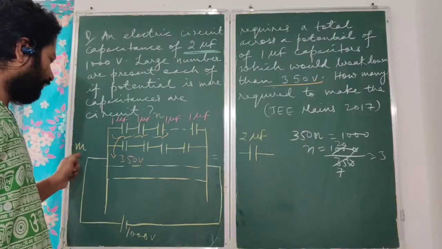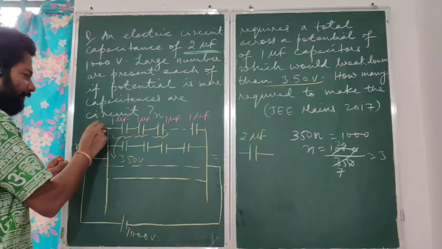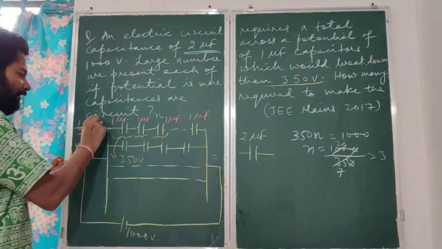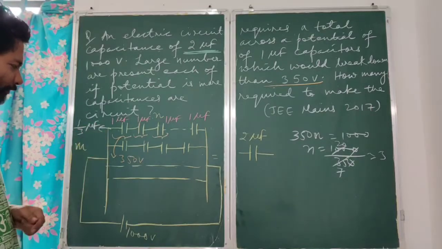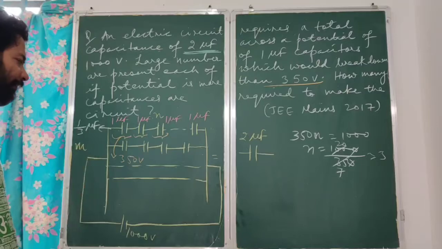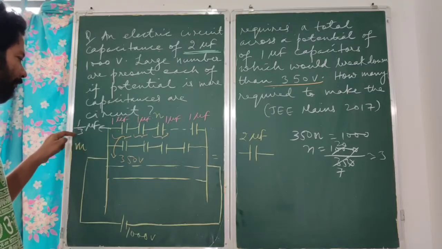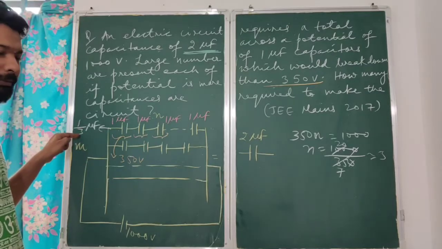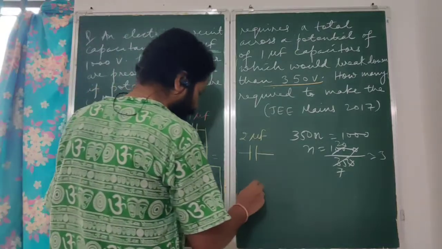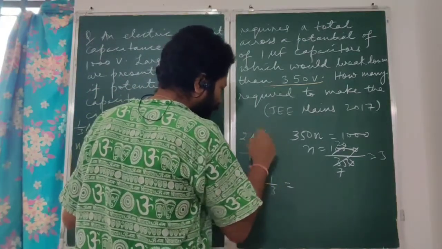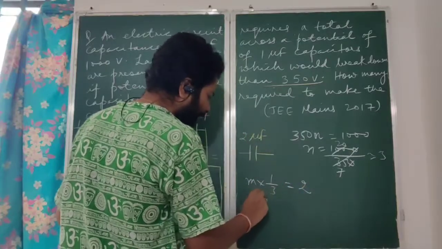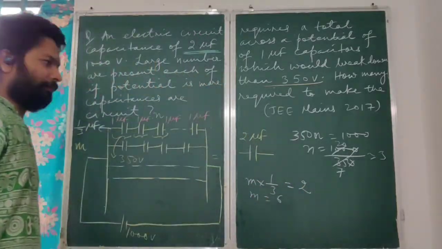And if m such equivalents, we write it as 1 by 3 microfarad. So if you are having m such number of rows, then what will be the equivalent capacitance? It will become m times 1 by 3, which is m into 1 by 3. So this should be equal to the equivalent capacitance, which is 2. So what is m? It is 6.